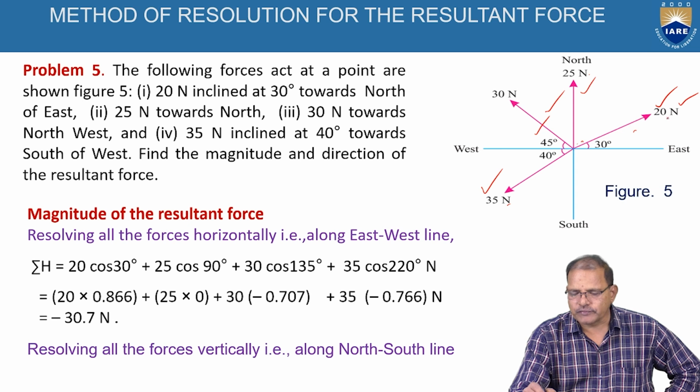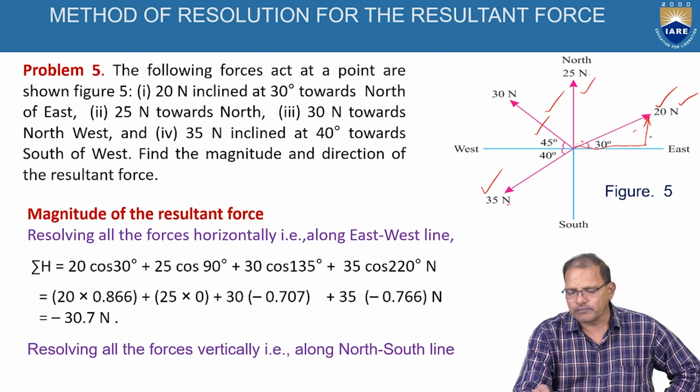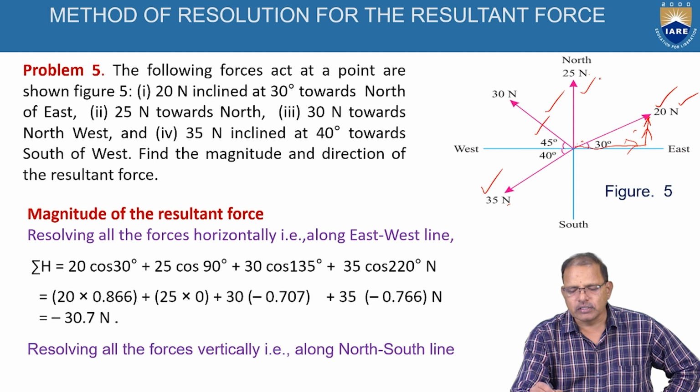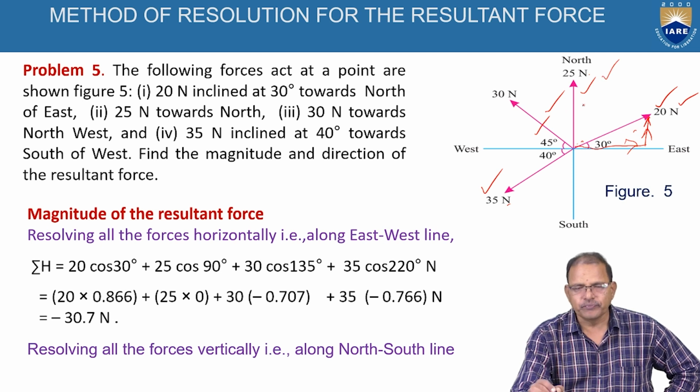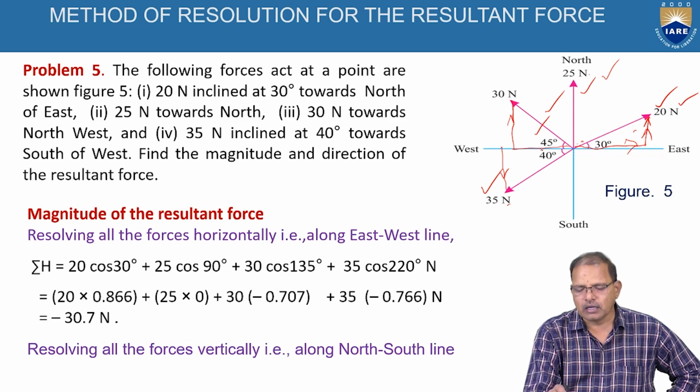Now, after resolving the forces, take the first force, 20 newtons, into horizontal and vertical components. The horizontal component is acting toward the right-hand side, positive. The vertical component is again in the upward direction, positive. Again, 25 newtons is acting in the upward direction. 30 newtons is acting with the horizontal component toward the left-hand side and the vertical component upward. And here, toward the left side and downward directions.